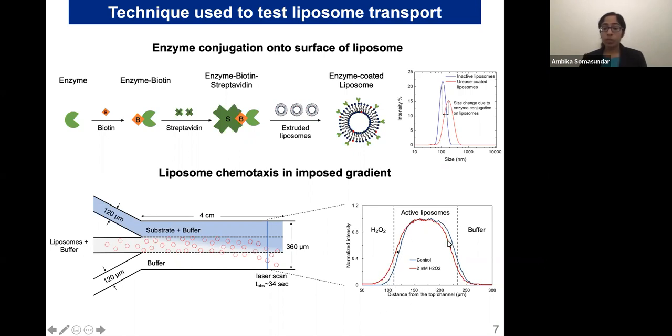Here is a typical graph that we obtain from this experiment. The blue curve is the control, which shows the movement of the active liposomes into the side channels through Fickian diffusion. When we replace one of the side channels with a reactant or substrate, we see there is some amount of movement, and we call this the chemotactic movement of the lipid vesicles.